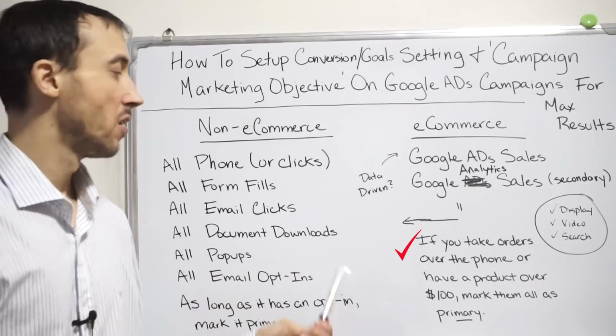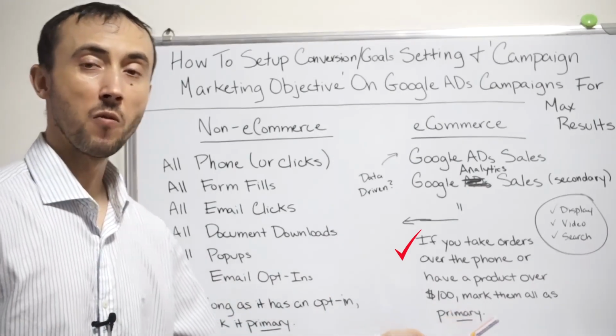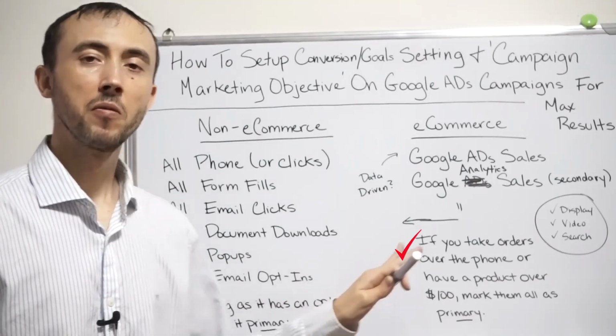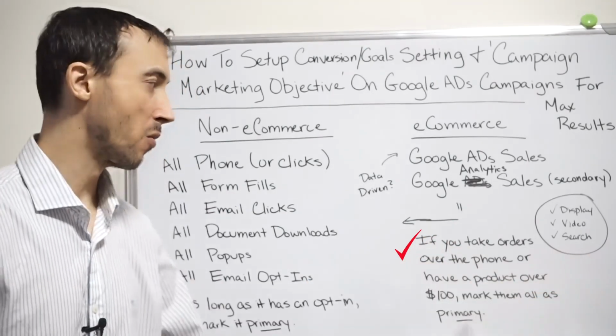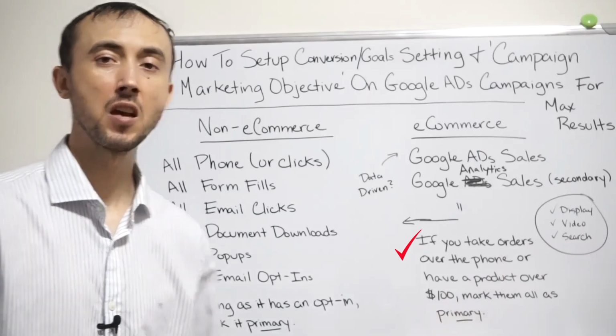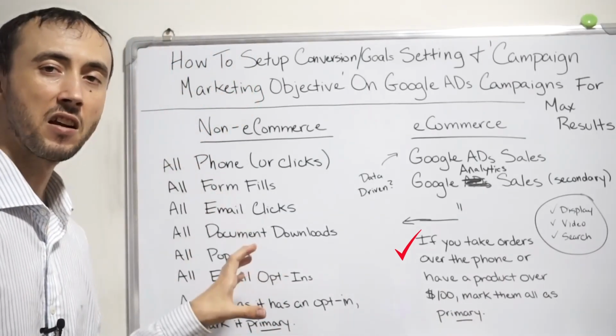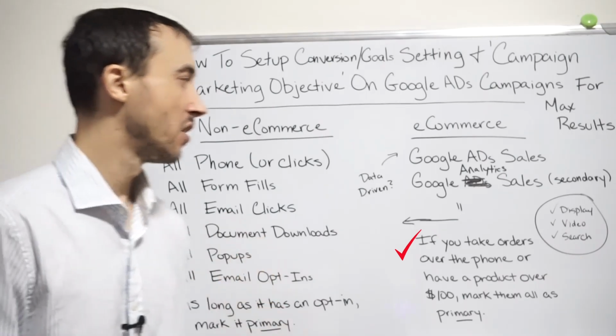But for me, the main thing is if we're selling something under $100, I will mark these secondary, not just if we don't take orders over the phone. But those are two factors to think about and wanted to comment about when deciding if you want to mark these other goals as secondary in your conversion menu or not.